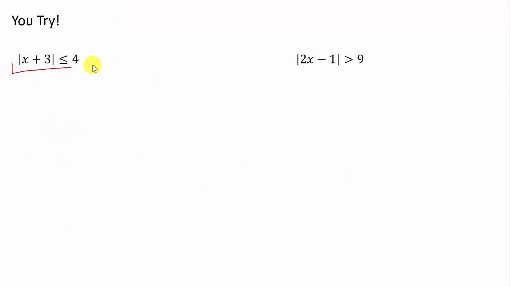Okay, I want you to try this problem first, and then pause the video while you try it, and then check and see if you got the same answer I did.